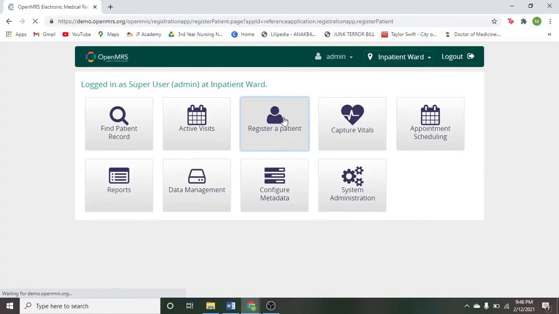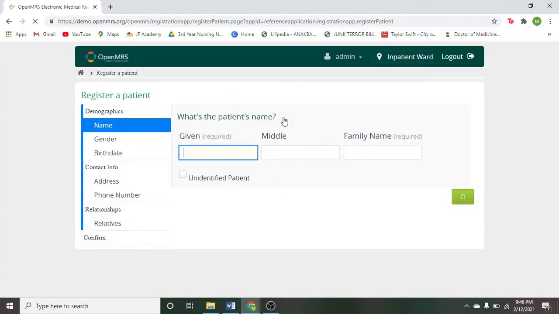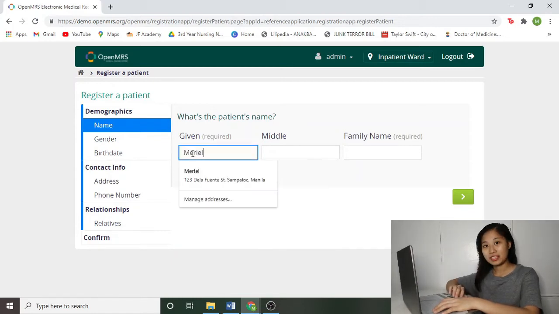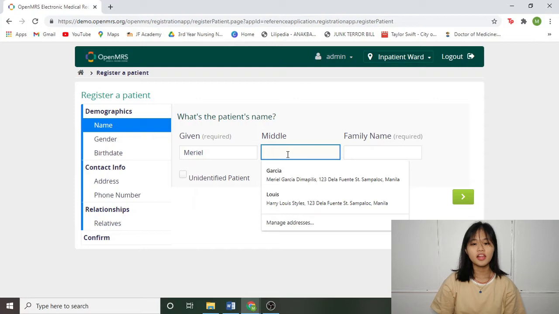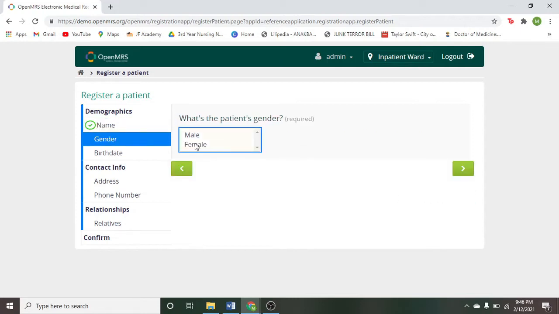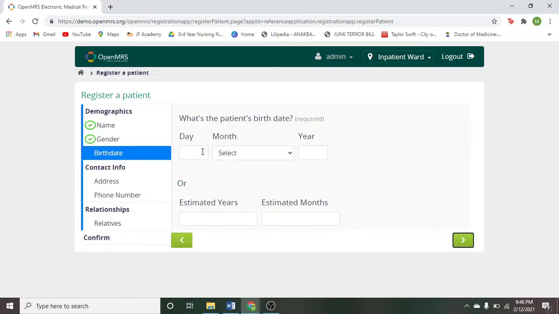Then, register the patient and input the personal data. Can I have your given, middle, and family name, ma'am? Mariel B. Lucero. By using this website, it includes the demographics, contact information, and relative of their choice.